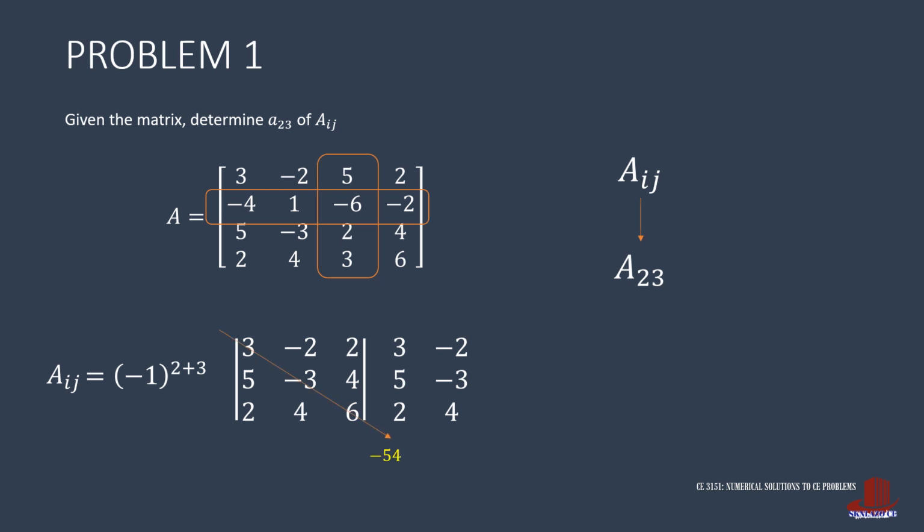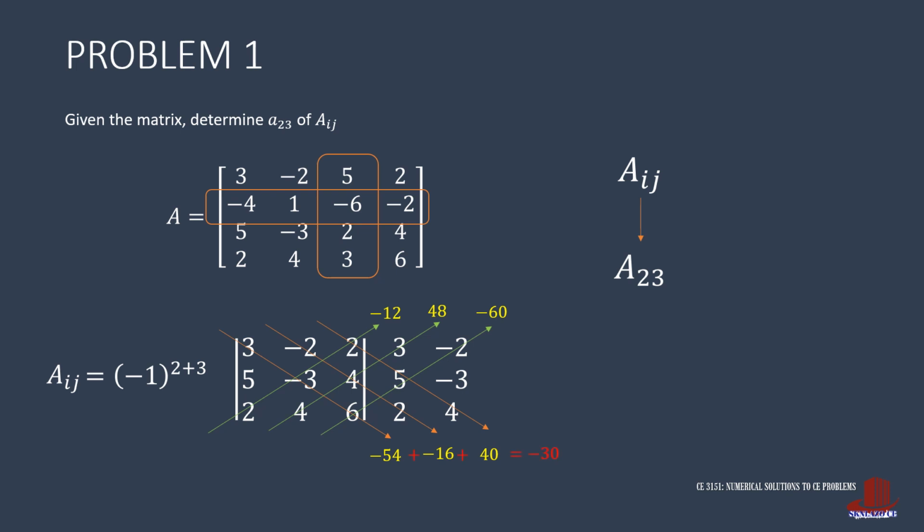The first is 3 times negative 3 times 6, giving negative 54. Next has negative 2 times 4 times 2, giving negative 16. Then the last positive is 2 times 5 times 4, which is 40. The anti-diagonals should also be solved, starting with 2 times negative 3 times 2, which is negative 12, followed by 4 times 4 times 3, giving 48. Then the last diagonal has 6 times 5 times negative 2, giving negative 60.